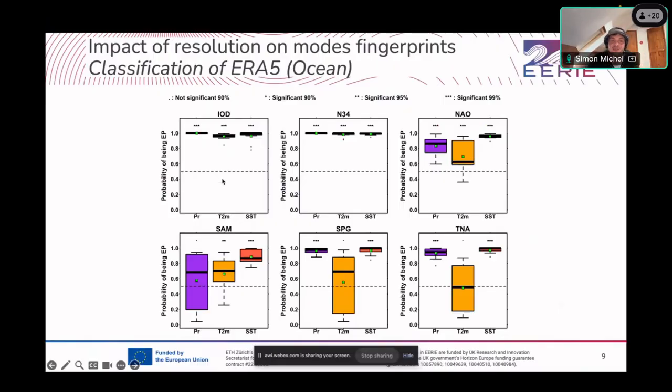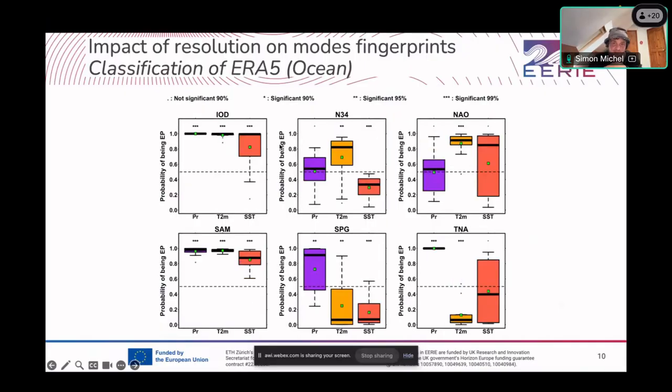Here the box plot gives you the probability of ERA5 regression maps to be classified as an eddying model. For a lot of mode and variable pairs, you can see that it is nicely clustered as an eddying model. So this really means that eddying models simulate more similar fingerprints to observations than low resolution models. This is exactly what it means. Of course, there are some pairs where this is not true, but for most cases, we are significantly higher than 0.5.